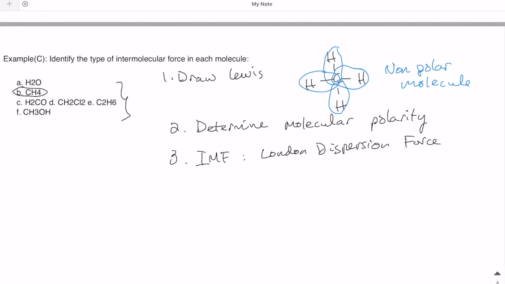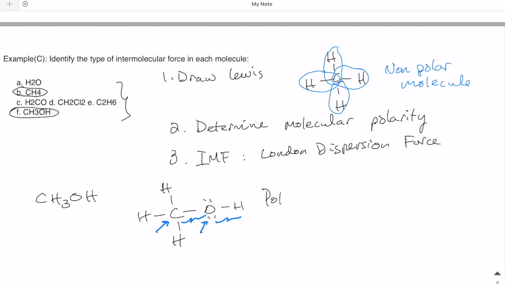Okay, let's take a look at another molecule, which is CH3OH. And if you draw the Lewis structure, it would end up looking like this. And then step 2, determine molecular polarity. This particular molecule has two central atoms, this one and this one. So the two central atoms are not identical, and obviously this has a polar bond between C and O and H. So therefore we would conclude the overall molecule to be a polar molecule. Once we determine that it's polar, there are two options in terms of intermolecular forces. Either it has dipole-dipole, or it has hydrogen bond.